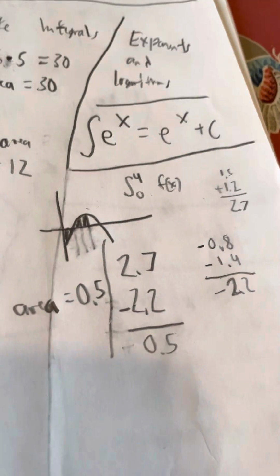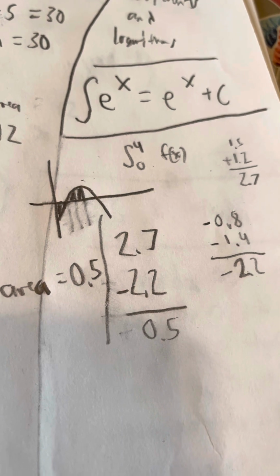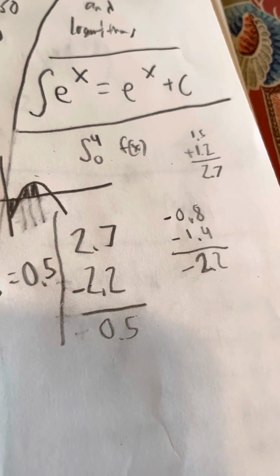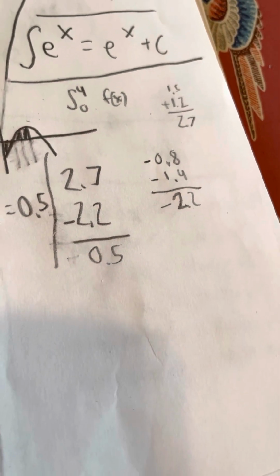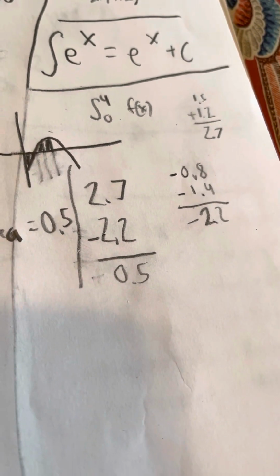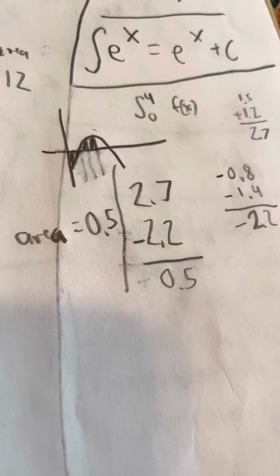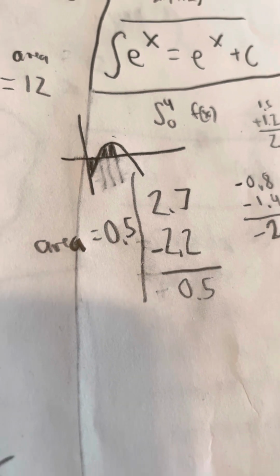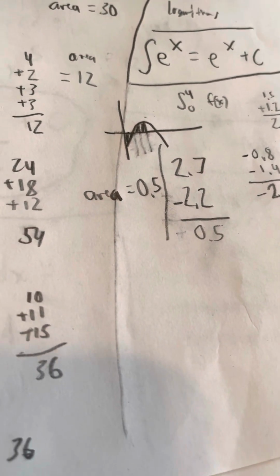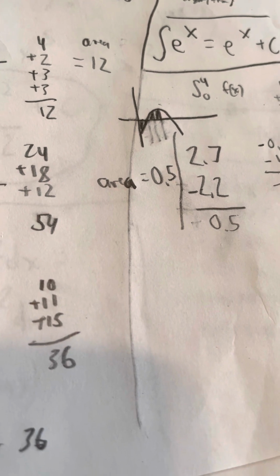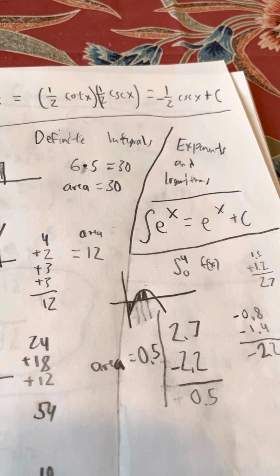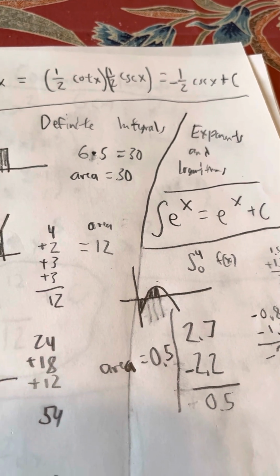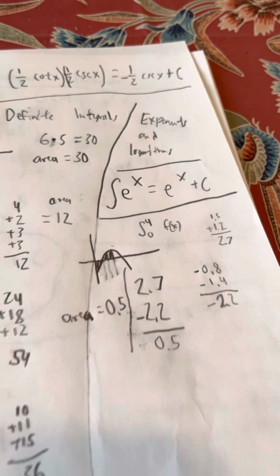And then these are the ones where you subtract, where you're getting like from 0 to 4 on f of x. 1.5 plus 1.2 equals 2.7. Negative 0.8 minus 1.4 equals negative 2.2. Then you get 2.7 minus 2.2 equals 0.5, and that's the area when it comes to the x-axis. Exponents and logarithms. e to the x integrates to e to the x plus c.